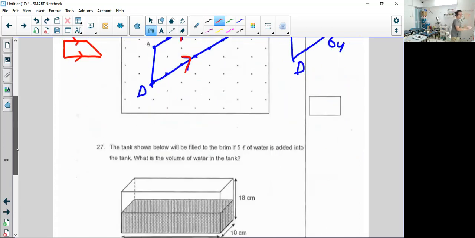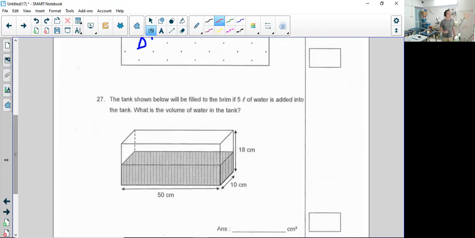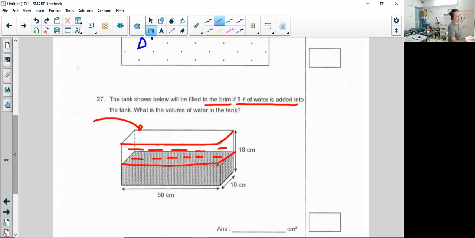Question 27. That's volume. The tank shown below will be filled to the brim, meaning all the way to the top, if 5 liters of water is added. So when you add 5 liters of water, the water level will rise all the way to the top, and the red colored water that you see is your 5 liters of water. So what is the volume of water in the tank?